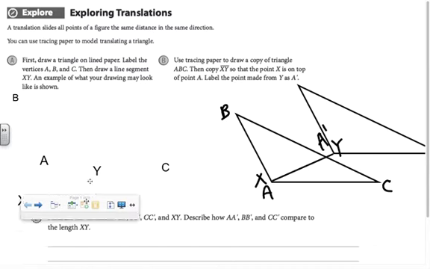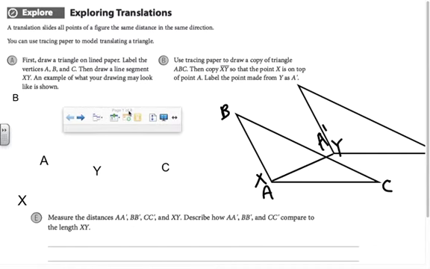Well, think about how you found the point A prime, and the point B prime, and the point C prime. Here's A to A prime. Here's B to B prime. And C to C prime is kind of off my screen, but hopefully you get the idea that since they were all formed with that XY segment, they are all the same as the length of XY.